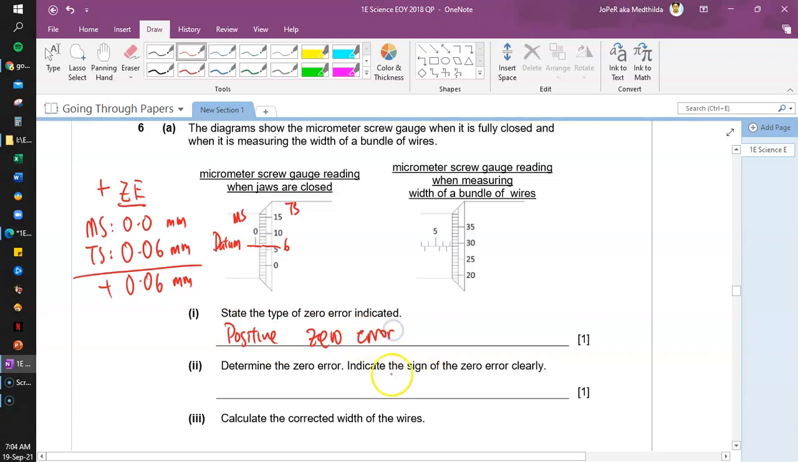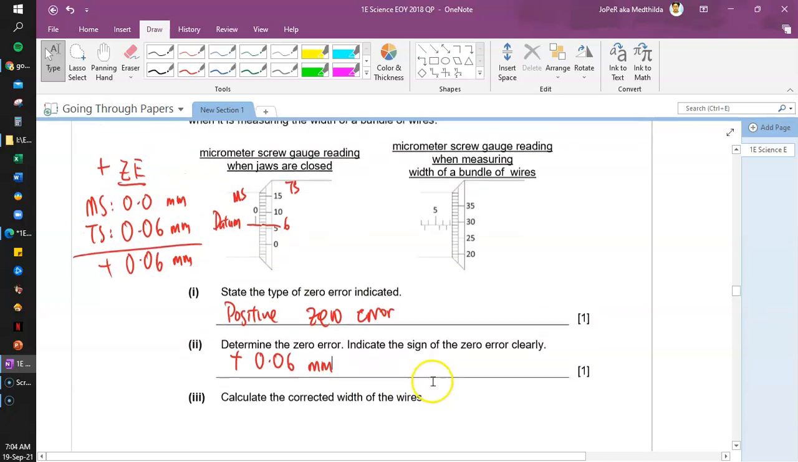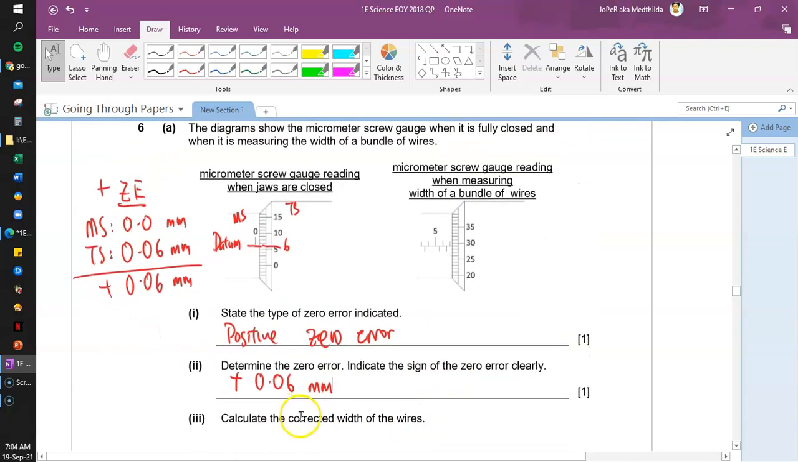What is the zero error over here? It's positive 0.06 mm. Next, calculate the corrected width of the wires. I want the corrected width, not the reading over here only. So let's first find the reading of the wires with the zero error inside. This line over here is actually 5.5, 6, 7, this is 6.5.